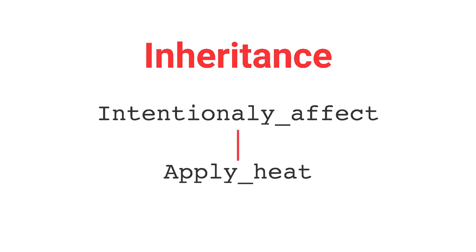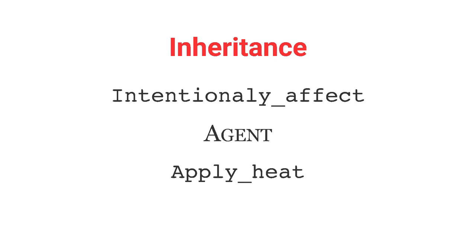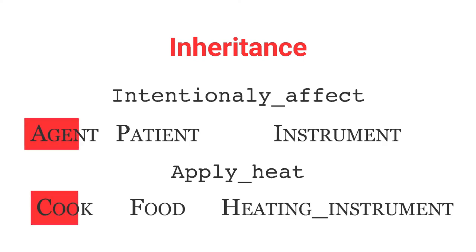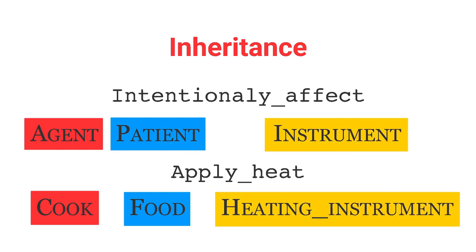A good example is the apply heat frame. It inherits from the intentionally affect frame. While the frame elements have different names, agent in intentionally affect versus cook in apply heat, all of the frame elements in intentionally affect correspond closely in type and relation to frame elements in the apply heat frame.